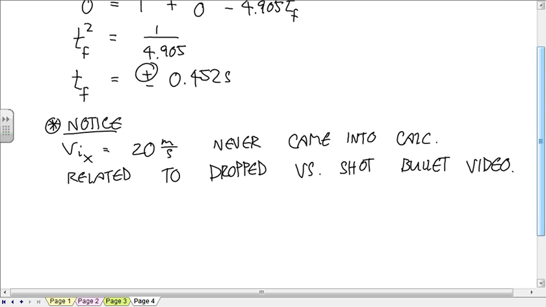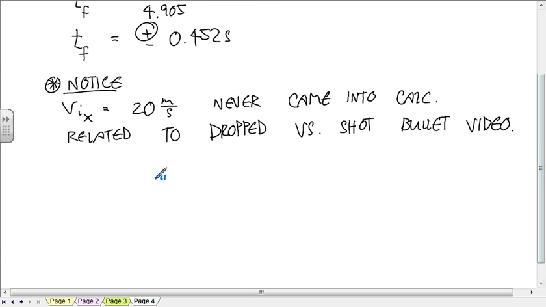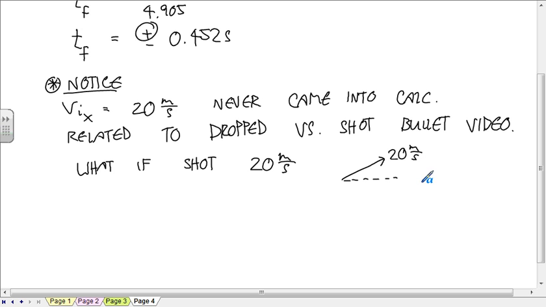Okay, so the fact that it was moving 20 meters per second horizontally never came into the calculation. What if it was shot at 20 meters per second, let's say not quite horizontally, maybe something like this? Would that affect the amount of time it took? Would that still take the same amount of time to hit the ground that it would to just drop the bullet?